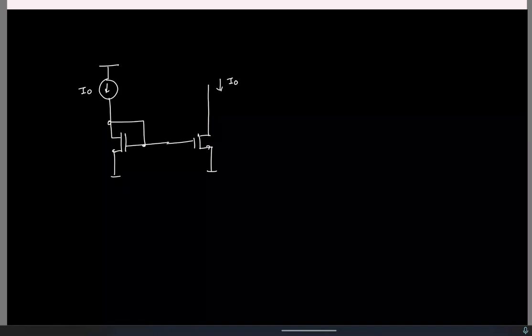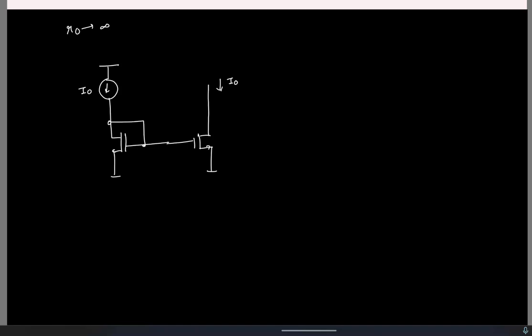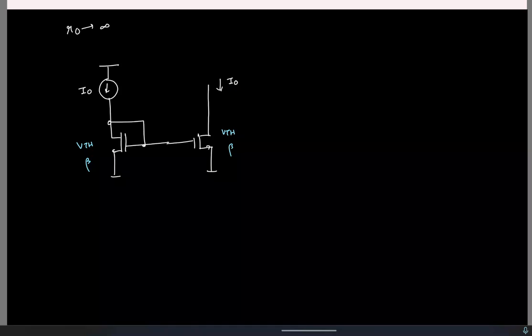But for ease of analysis, we assume that R naught is infinity, so the current depends only on the gate to source voltage. So nominally, if both of them have the same threshold voltage VTH and the same current factor beta, this current here will also be I naught. Okay. Now of course that will not be the case.